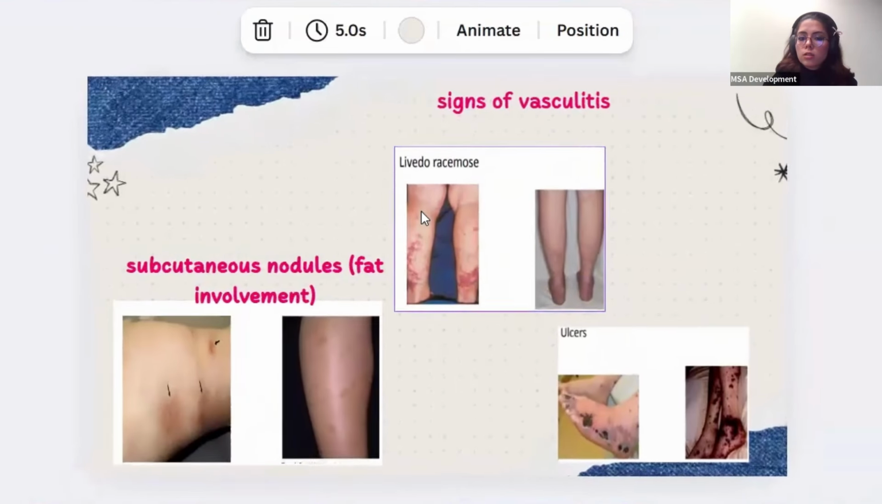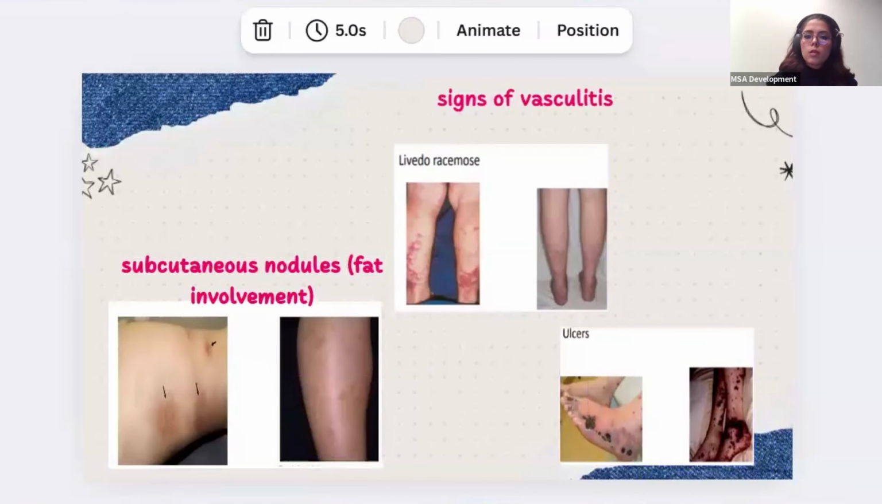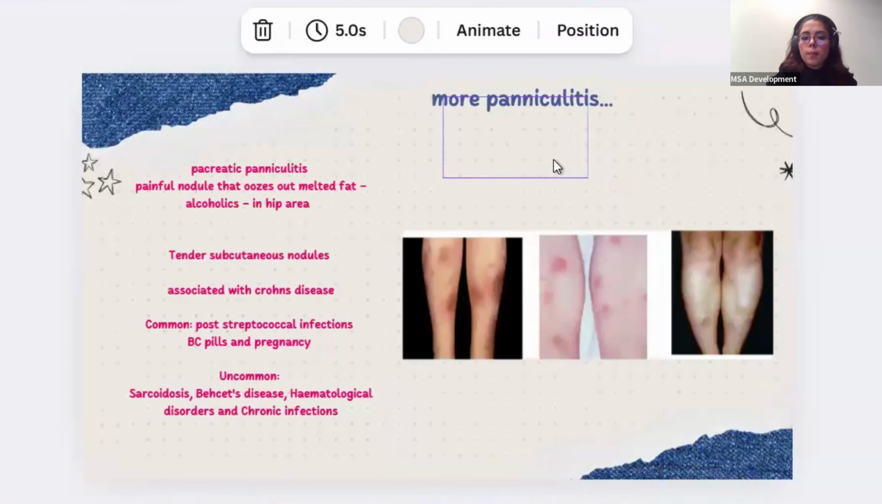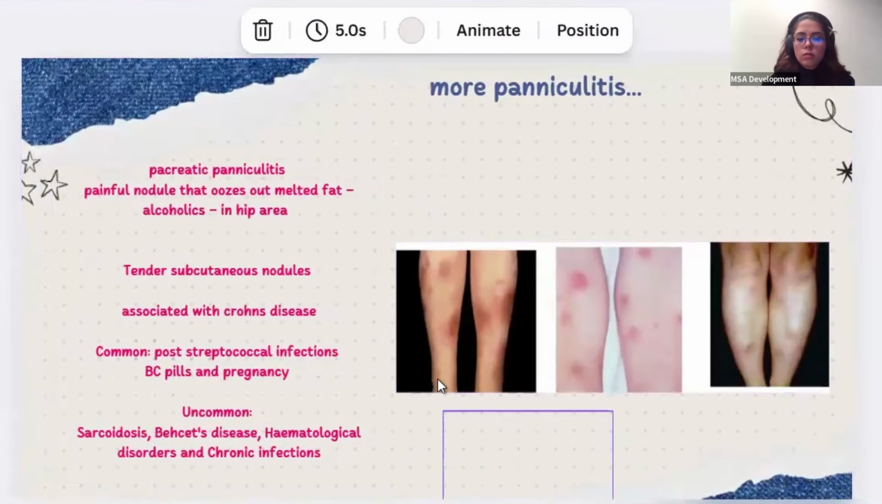Signs of vasculitis include livedo racemosa, subcutaneous nodules, ulcers, and more panniculitis. Panniculitis, oh, this should be at the other end.